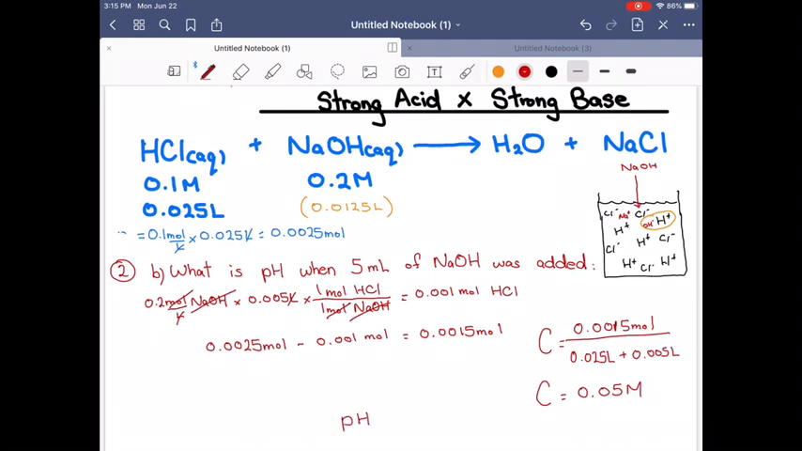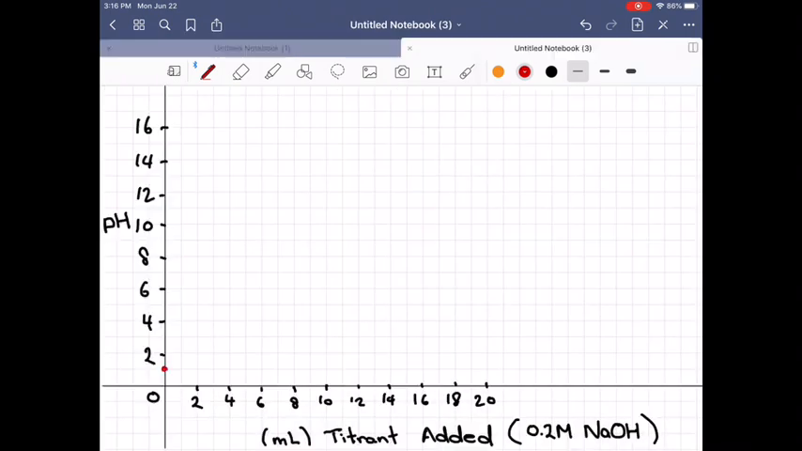So pH is equal to negative log of 0.05. And my calculator says around 1.3. Now, ask yourself this question. Before NaOH was added, it was 1. 5 milliliters of NaOH was added, now it's 1.3. Does that make sense? Absolutely, because you have less H+. Less H+ means you're becoming less acidic. pH should increase. So let's put that down into our lovely chart here.